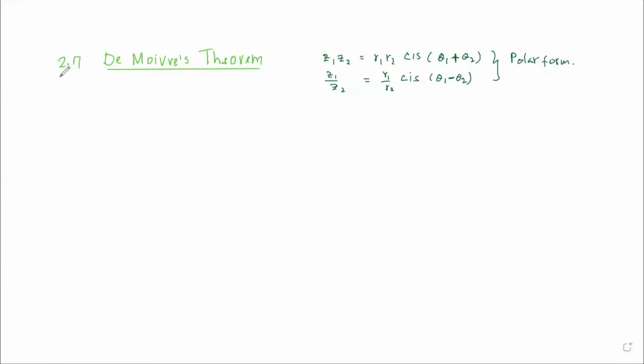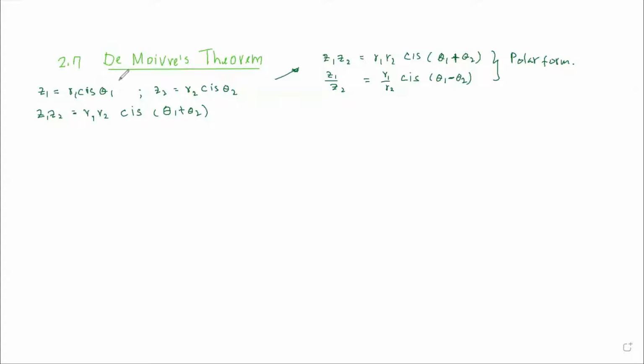Okay, so now we come back to 2.7. What is this theorem about? For example, if we have Z1 equal to R1 CIS theta 1, and at the same time we have another complex number Z2 equal to R2 CIS theta 2. If we apply the previous polar form formula to multiply them, this is going to be R1 times R2, and CIS becomes theta 1 plus theta 2, correct?